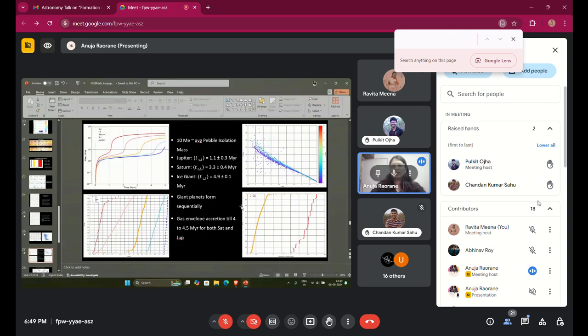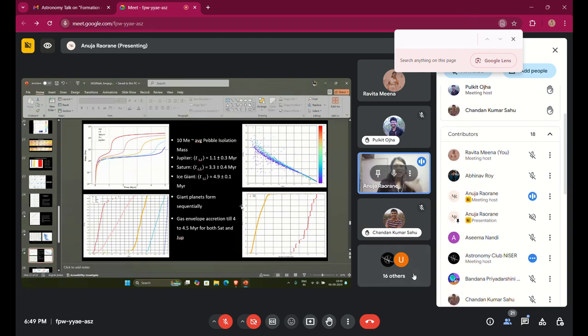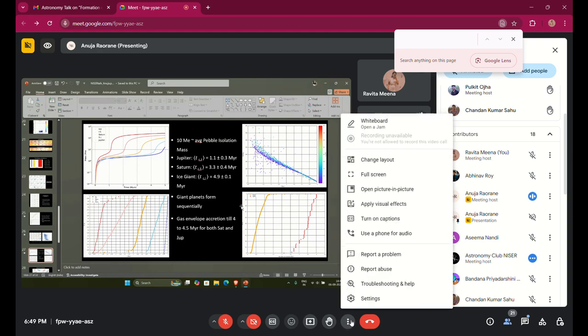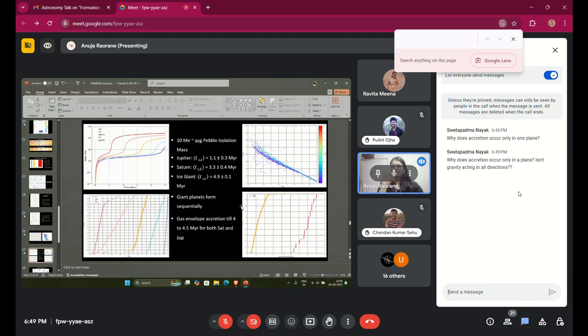In fact, not only this study, this pebble isolation mass has been known for a very long time, and from different simulations, or even analytical and numerical studies, they have seen that if we hit this mass, the gas accretion will set in. So it has been estimated that this core will be between 10 to 20 earth masses based on the composition. We have the composition of these planets, so based on the composition we can see how much is coming from the gas. So there's an estimate that this much amount of these metals, for example, will be in the core.